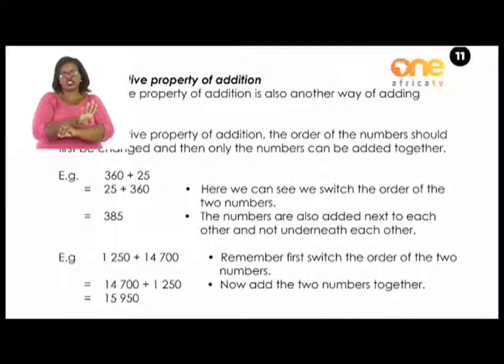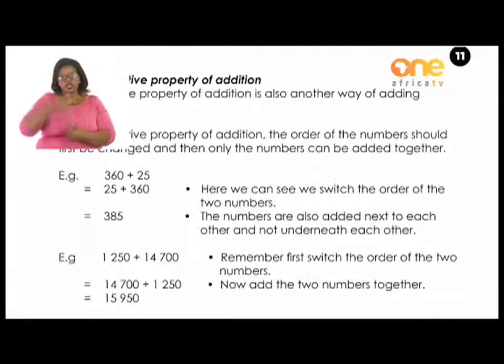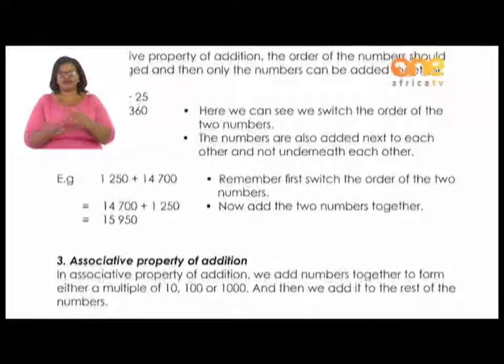Equals. Now we write 14,700 first plus 1,250. And now we add it together. And if I add 14,700 plus 1,250 together, my answer is 15,950. So guys, remember, in commutative property, all we do here is we switch the order of the numbers, and then only we can add our numbers together.